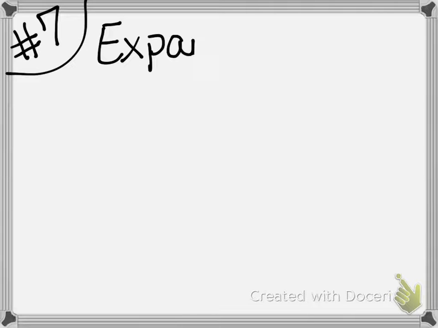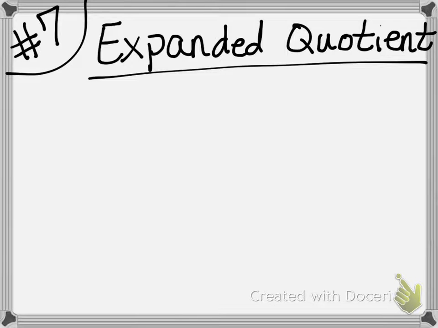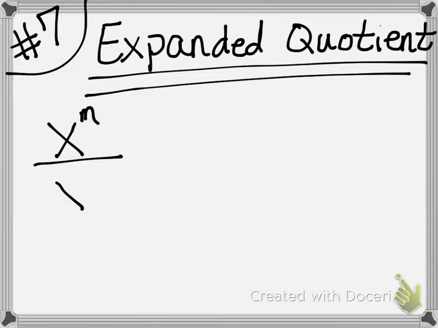All right, and last but not least, rule number 7. Now we get the expanded quotient. Now, if you remember the quotient rule, it was that we were dividing terms that have the same base, and what would happen is we just subtract those exponents. Well, the expanded quotient rule is very, very similar.